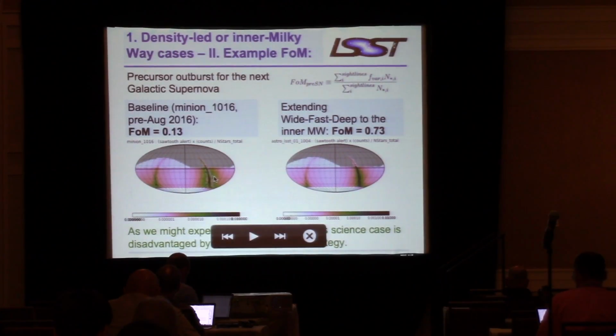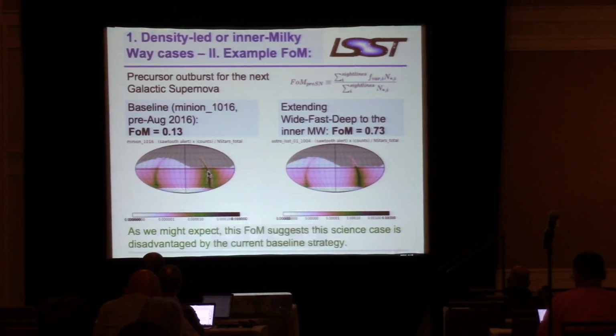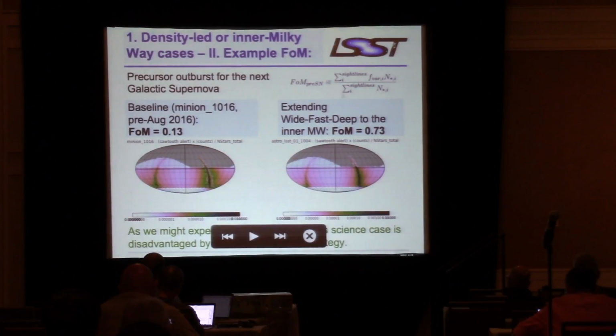And for minion 1016, the baseline, it gets some, but not very many of the events in the plane because it avoids that area. For the OpSim run that extends wide, fast, deep to the plane, it takes about 5% of the images from elsewhere and applies it to the plane. If you just take this sum over the sight lines, you can see quantitatively we do a much better job with a simple bright variability over the whole sky.